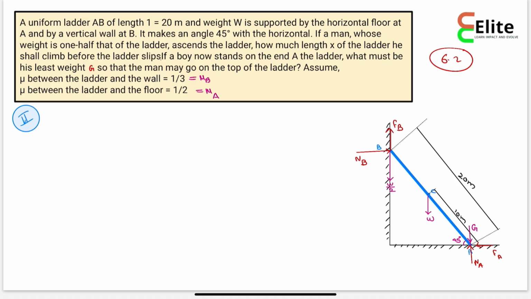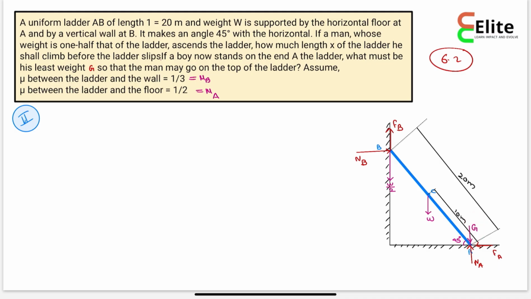So, here is a normal reaction NB, and there is a friction FB, and the weight of the man is W by 2, and the weight of the ladder is W, and the normal reaction from the end A is Na, and the friction is Fa, and the weight of the boy is G. So these are the forces acting on the system.